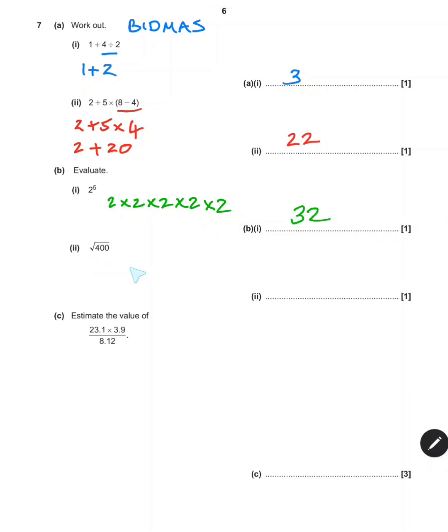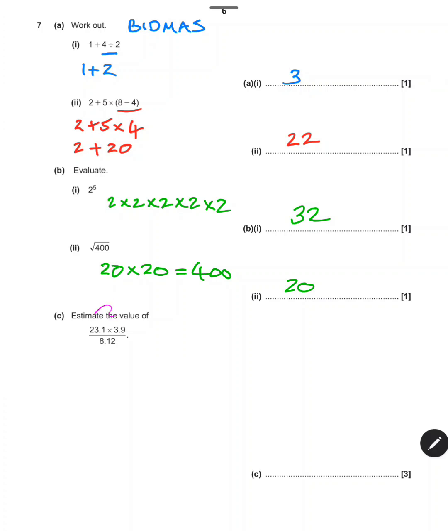Part 2 of this is looking for the square root of 400. There's no real way of working these out. You just need to know them. 20 times 20 is 400. 2 2s are 4, and then 2 zeros on the end. So the square root of 400 is 20.